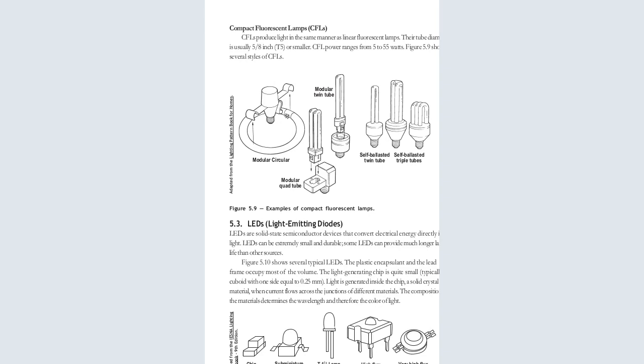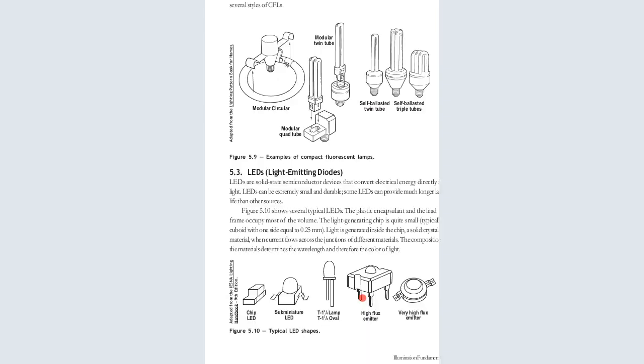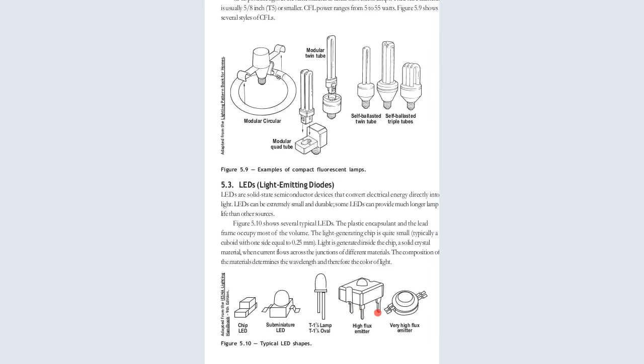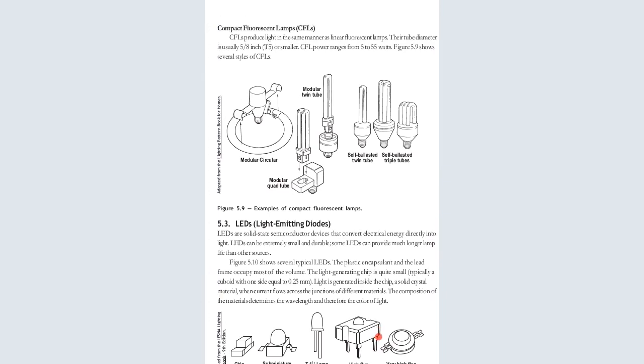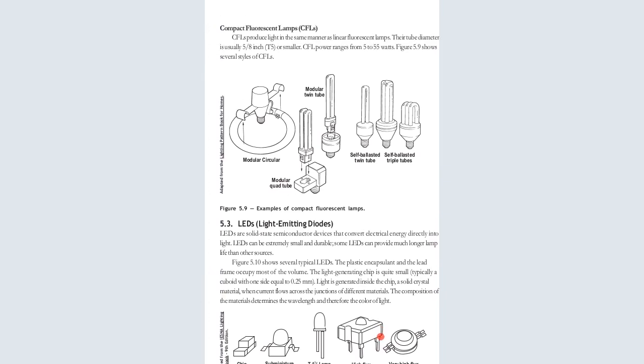Then we go to the compact fluorescent lamps. I told you that the fluorescent lamps we have seen are only the T types, but there are many others. We also have different types of fluorescent lamps. We have others called CFLs, or compact fluorescent lamps.